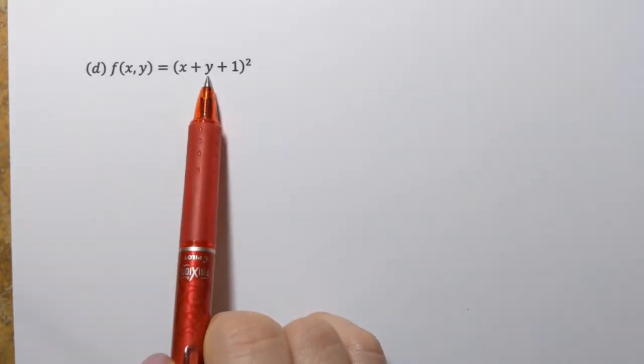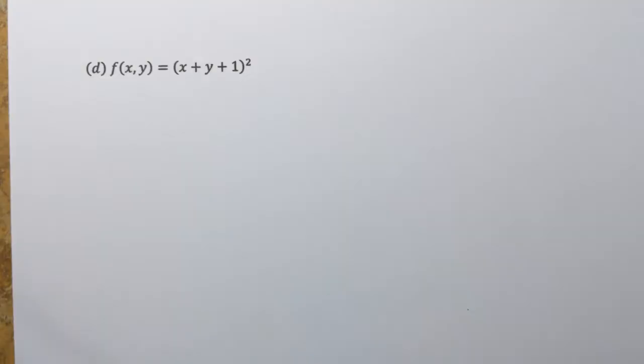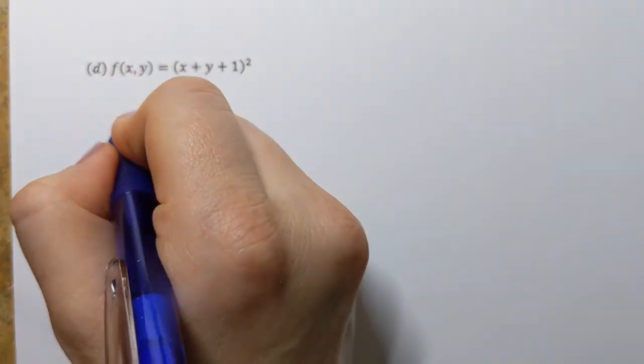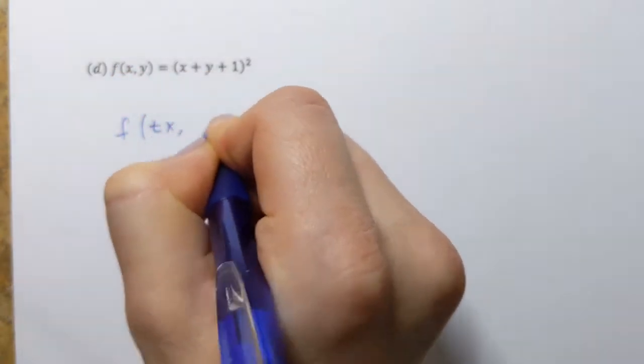The function is f of x y equals x plus y plus 1, and all that squared. Okay, I'm obtaining f of t x, t y.